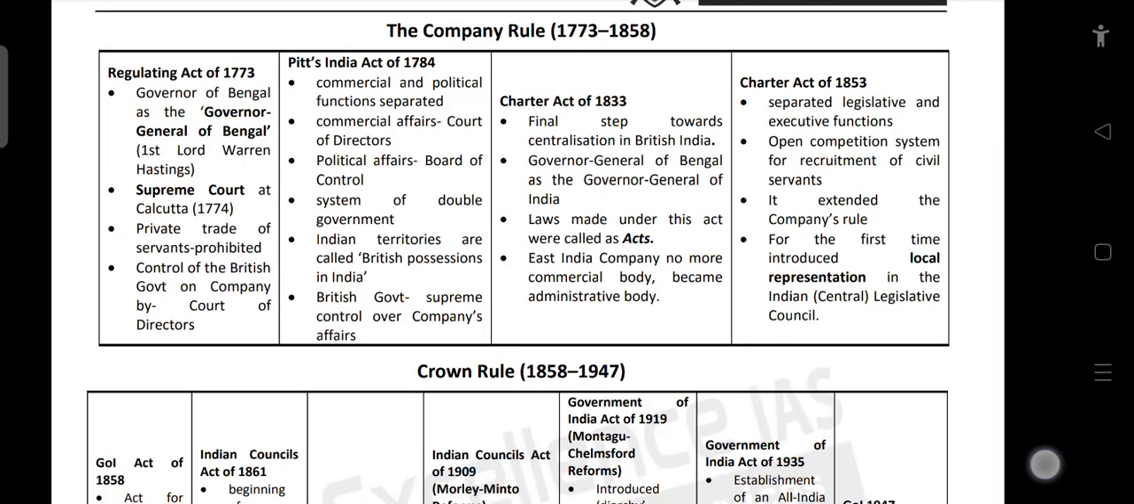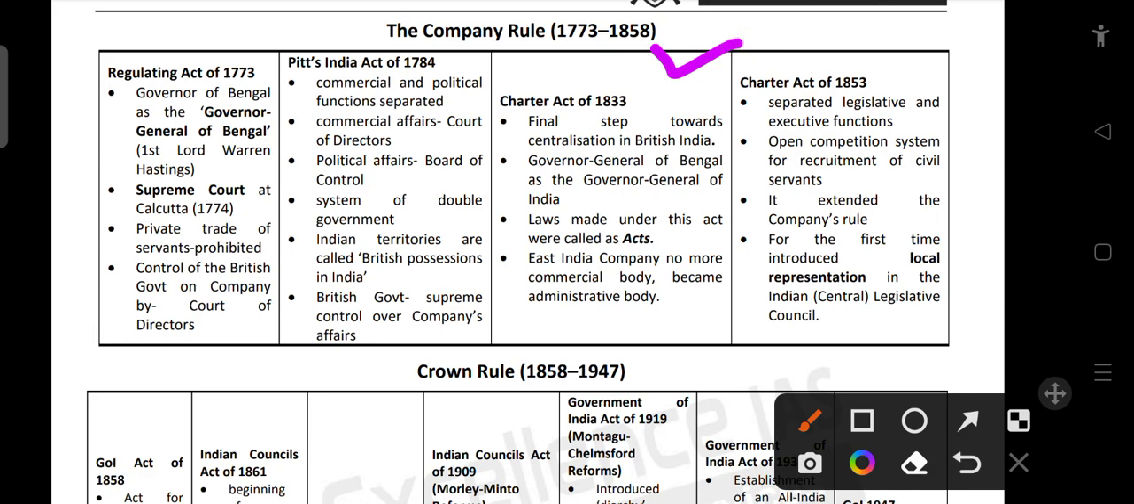And then the company rule was from 1773 to 1858. We'll look at them. First one, the Regulating Act 1773: the Governor of Bengal was changed to the Governor General of Bengal, and Lord Warren Hastings was the first Governor General of Bengal. The Supreme Court was established in Kolkata in 1774, private trade of servants was prohibited, and control of the British government on the company was established by the Court of Directors (COD).